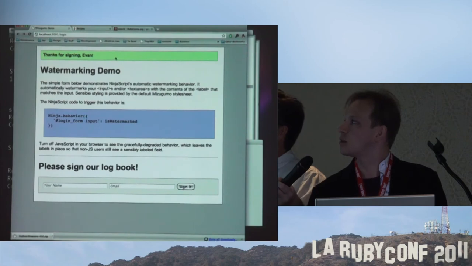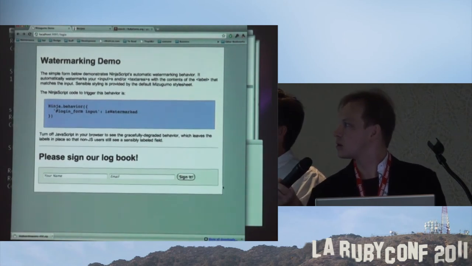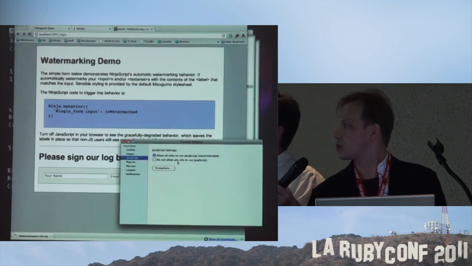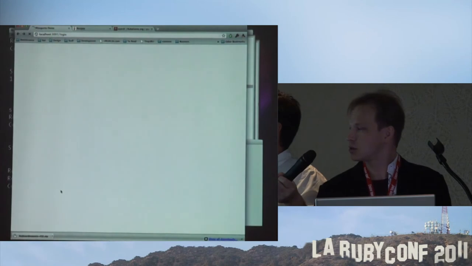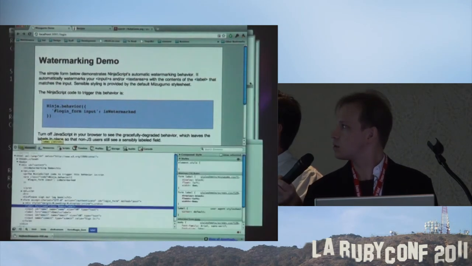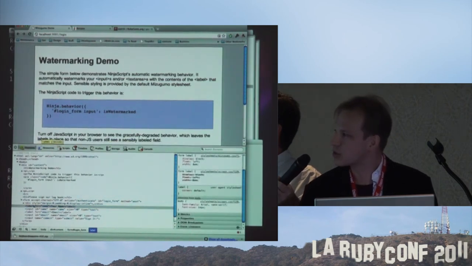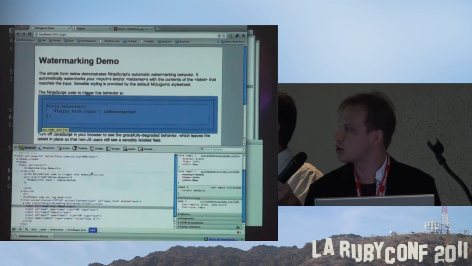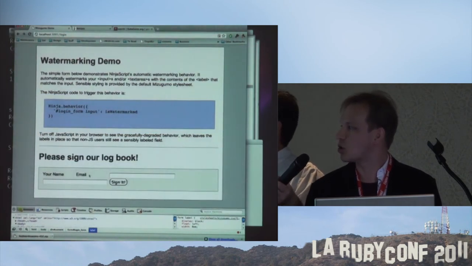So you do that. This also has the decay behavior. It should go away in a few seconds. Again, turn JavaScript off, and you get a sensible behavior that still works. Look at that element. You can see, I don't know if you can read that, it's a little small on the screen, but it's just labels and inputs. You don't have to do anything in your markup to get the watermarking. And the labels show up for regular JavaScript, or for non-JavaScript users.